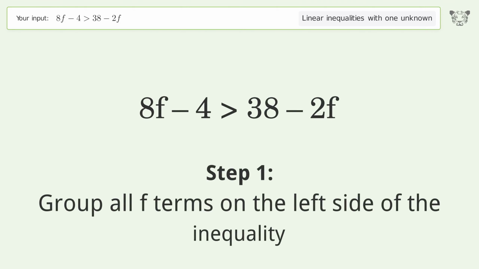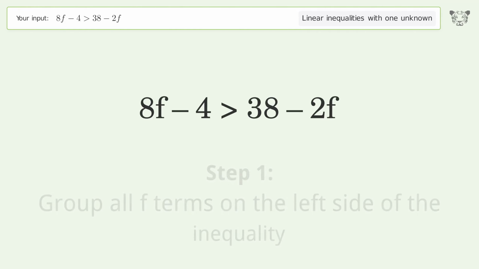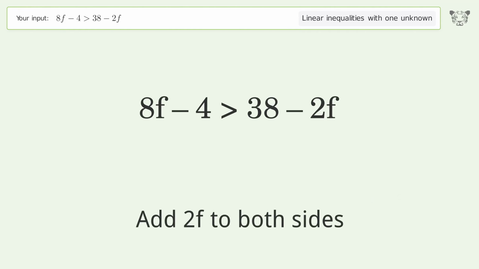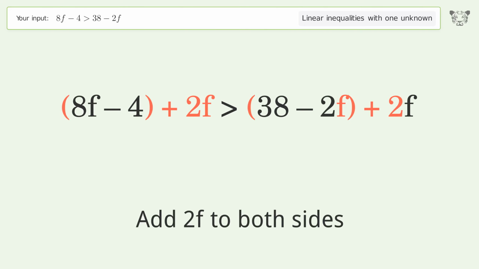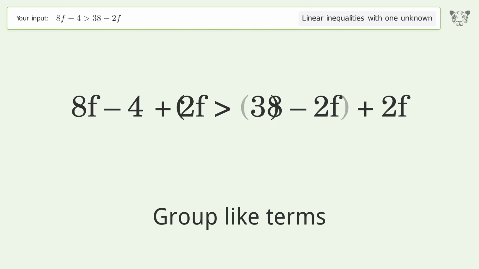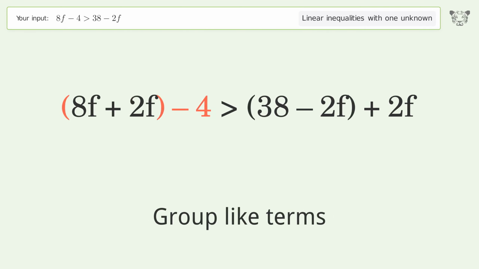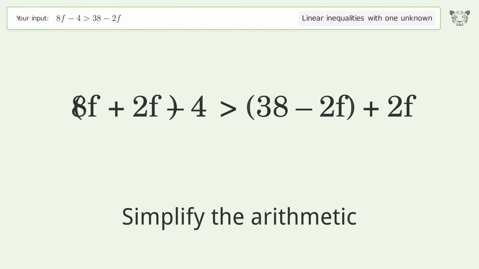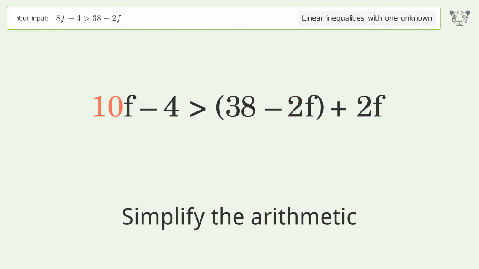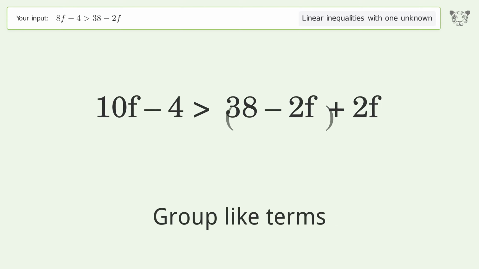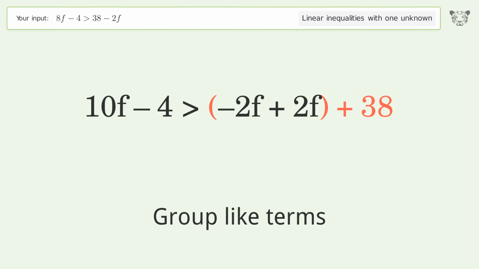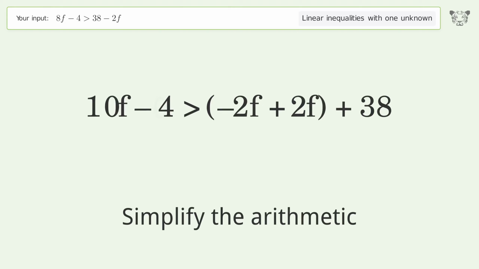Group all f terms on the left side of the inequality. Add 2f to both sides. Group like terms. Simplify the arithmetic. Group like terms. Simplify the arithmetic.